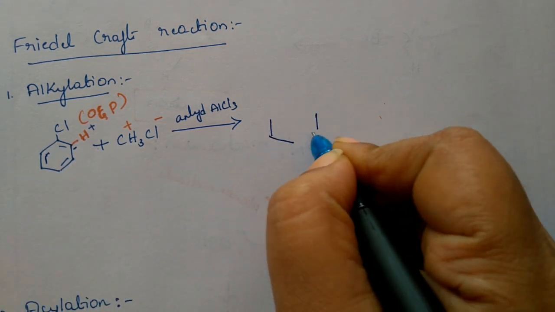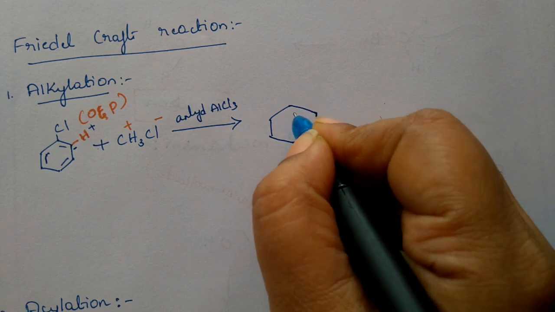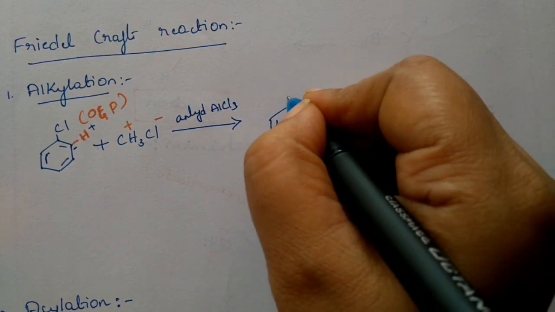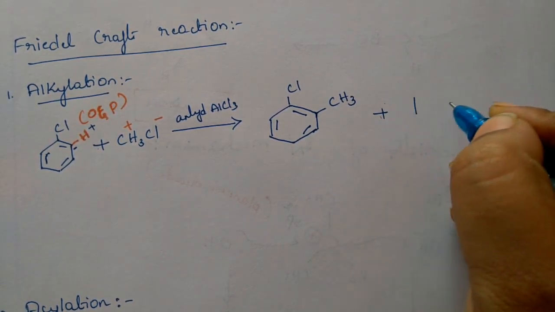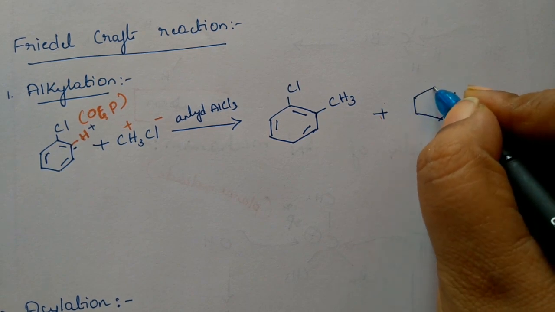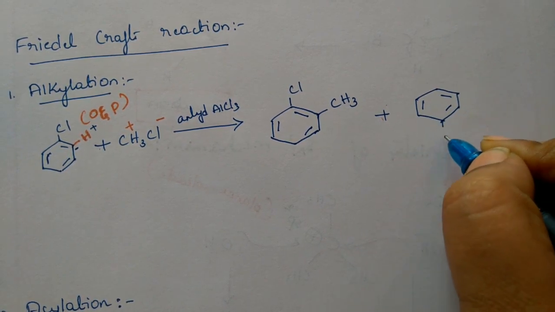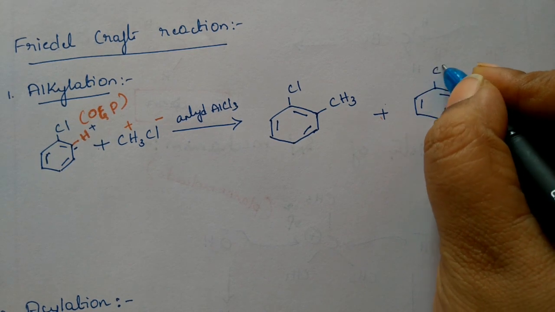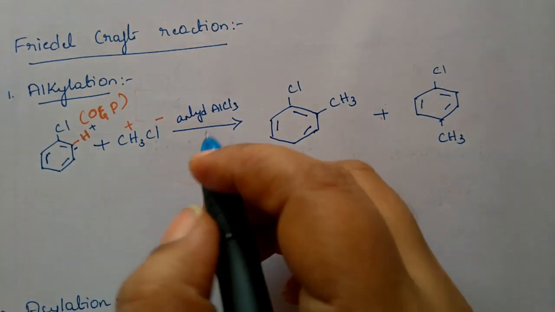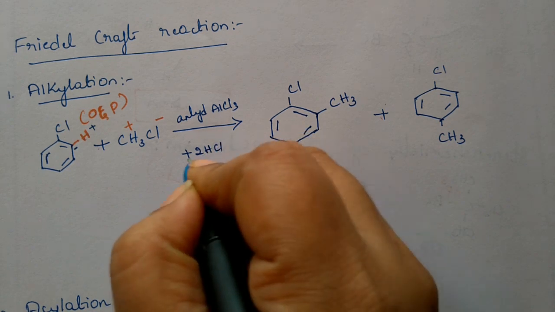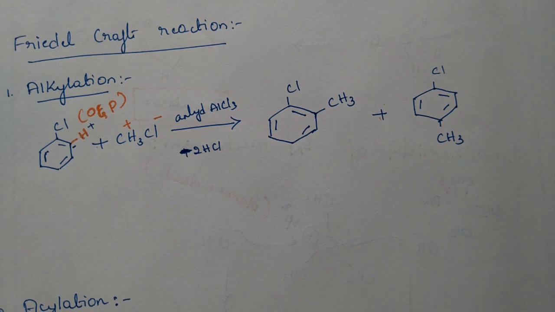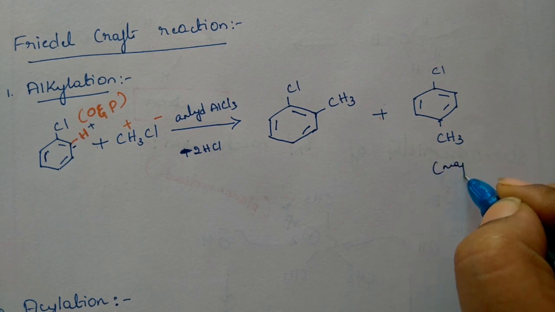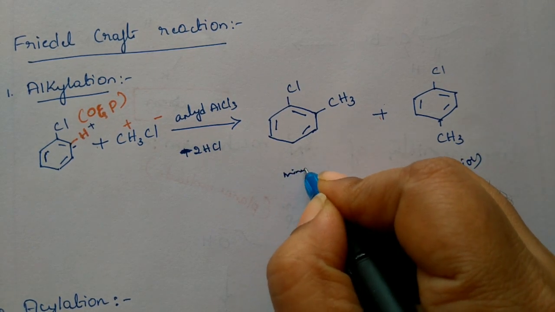So we have benzene ring, Cl as it is. This CH3 will be forming or attacking on the benzene ring. That is one ortho product, and one more para product is this one, CH3Cl. So both the cases, HCl is eliminated. We can write it as 2HCl eliminated, minus 2HCl. Clear it is. So we can mention this as the major product and this one as the minor product.